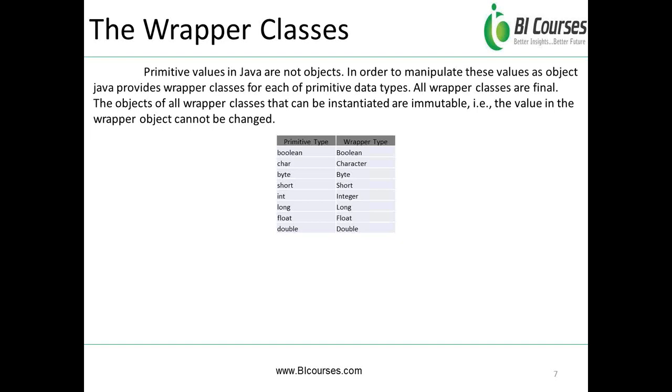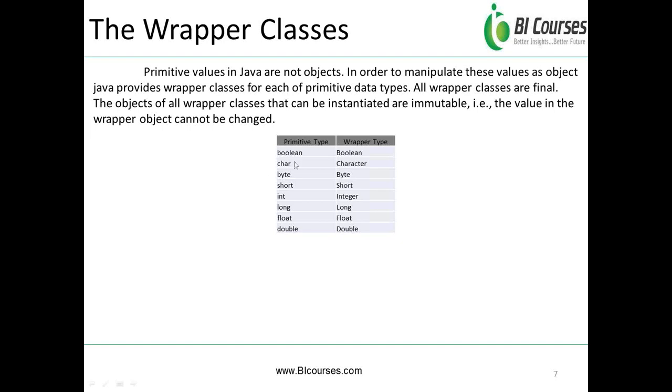And all these wrapper classes are final. The objects of all wrapper classes that can be instantiated are immutable. So we cannot change them. What does it mean by immutable? If you change any of these wrapper objects, then a new address will be created. We cannot change the values within the same address. That is known as immutable.